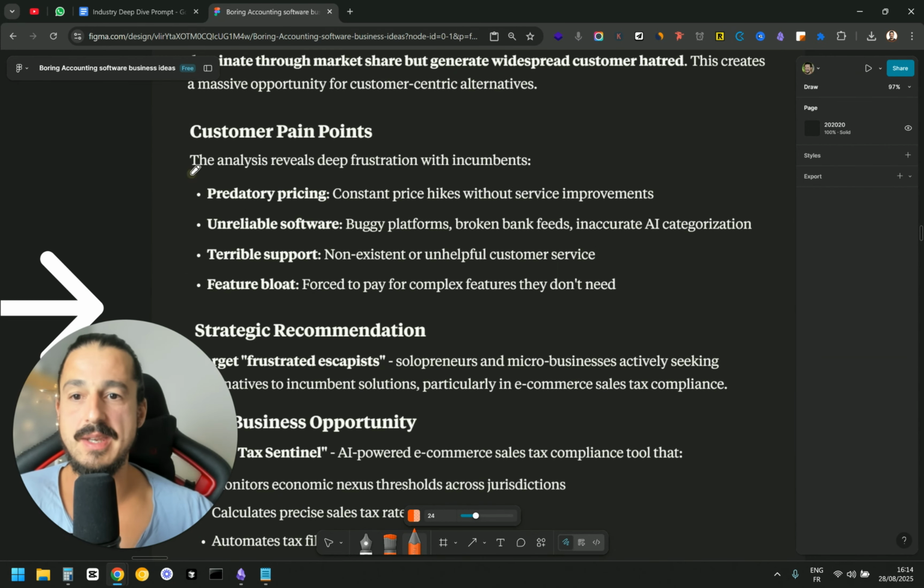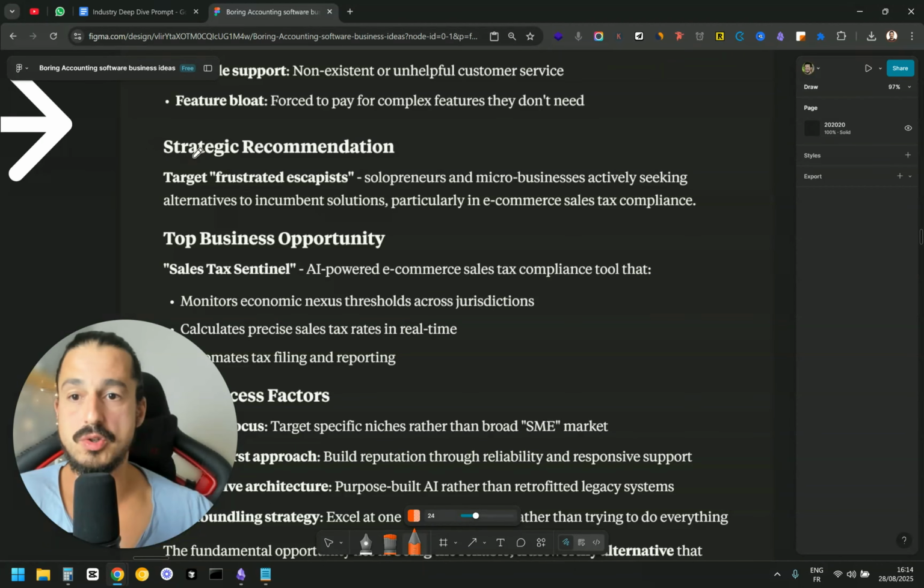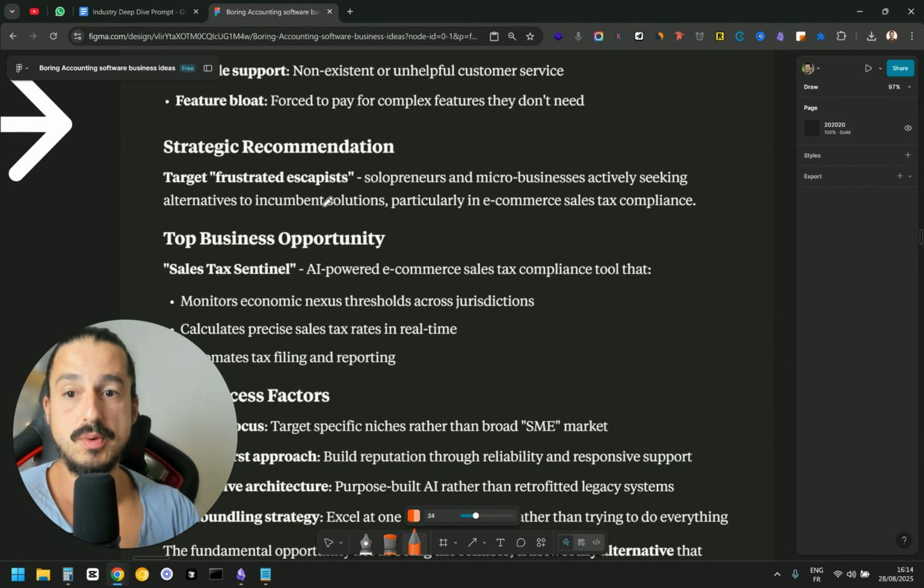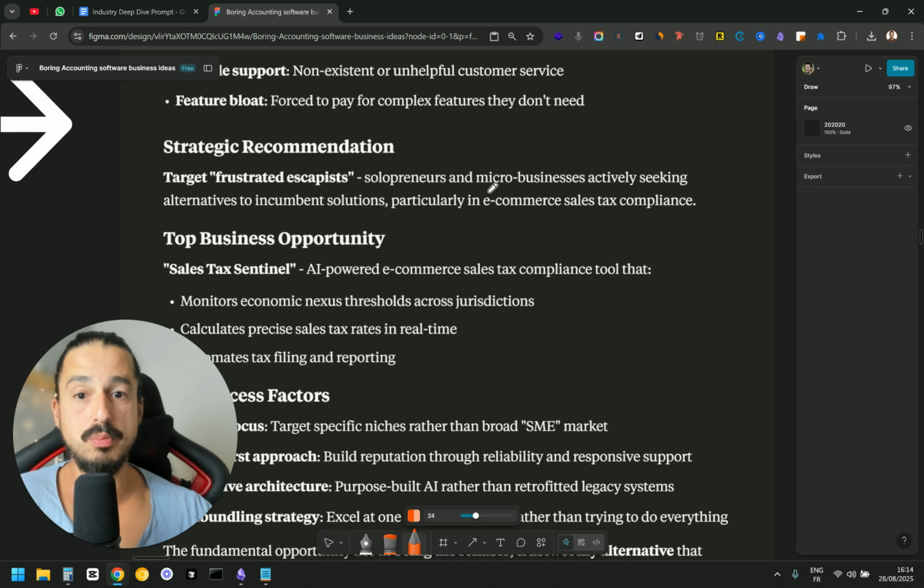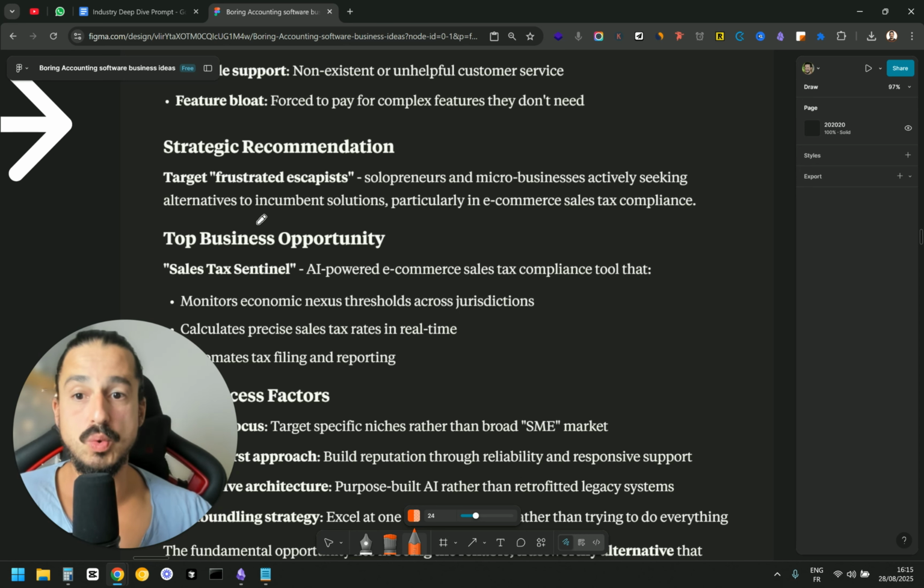Customer pain points: the analysis revealed deep frustration with incumbents, predatory pricing, unreliable software, terrible support, nonexistent or unhelpful customer service, feature bloat, being forced to pay for complex features they don't need. Strategic recommendation: target frustrated escapists, solopreneurs and micro businesses actively seeking alternatives to incumbent solutions, particularly in e-commerce sales tax compliance.